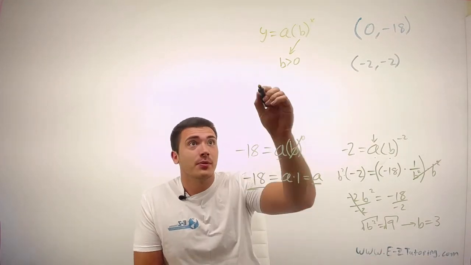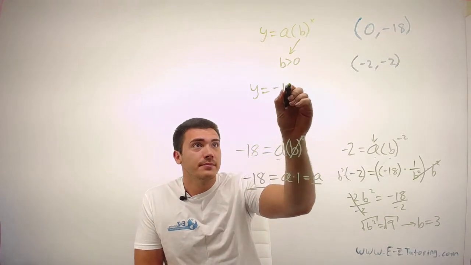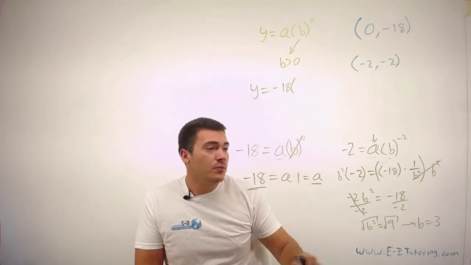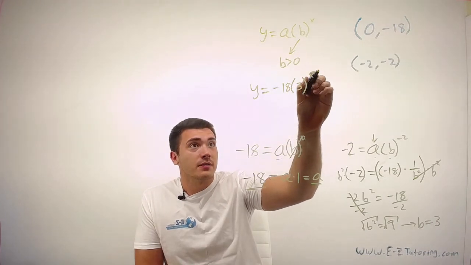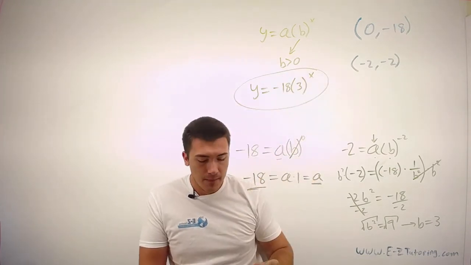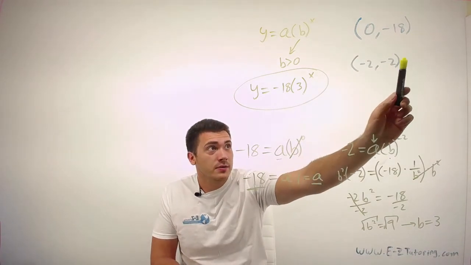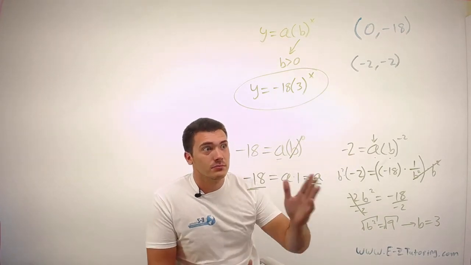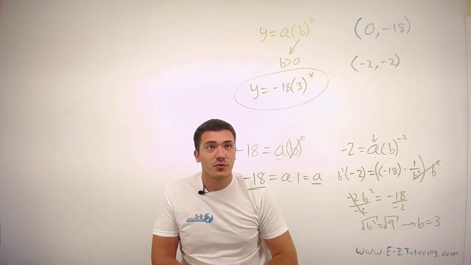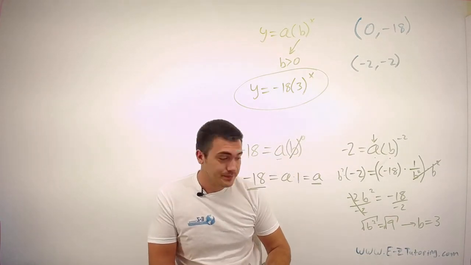So now we can plug those in. y equals a, which is -18, times b, which is 3, to the power of x. So this right here is your exponential function that crosses through these 2 points. So just like that, that's how you can find your function. So let's go ahead and do one more example.